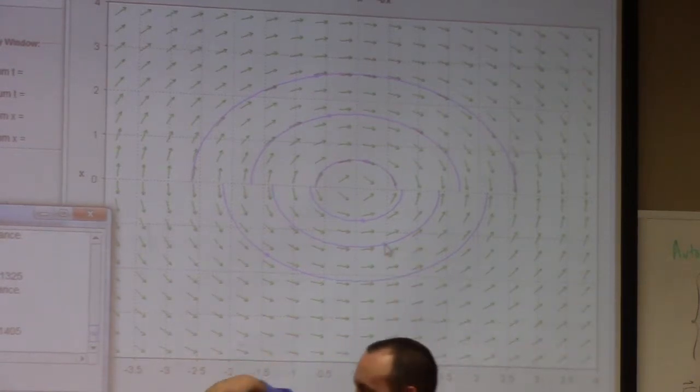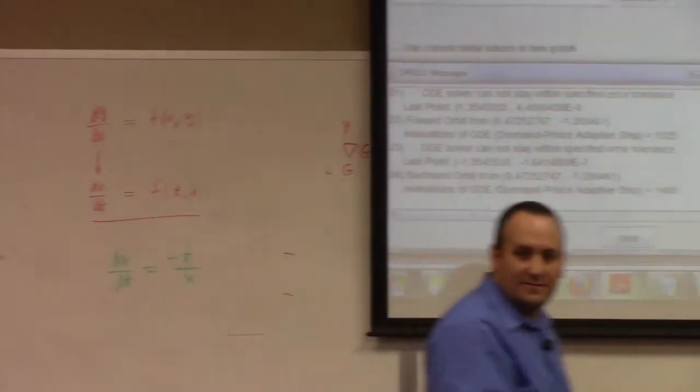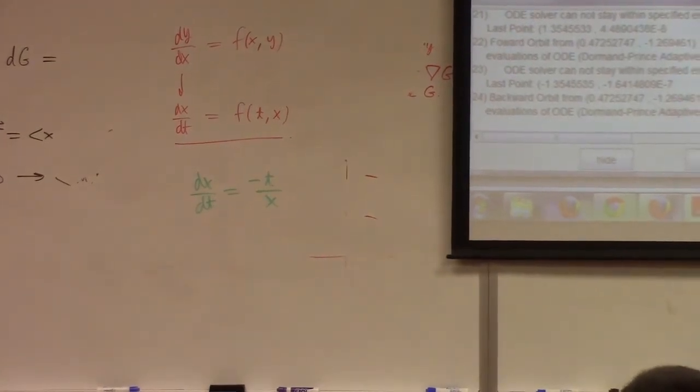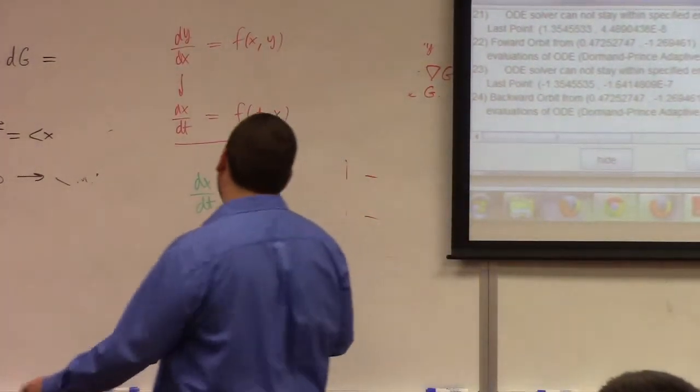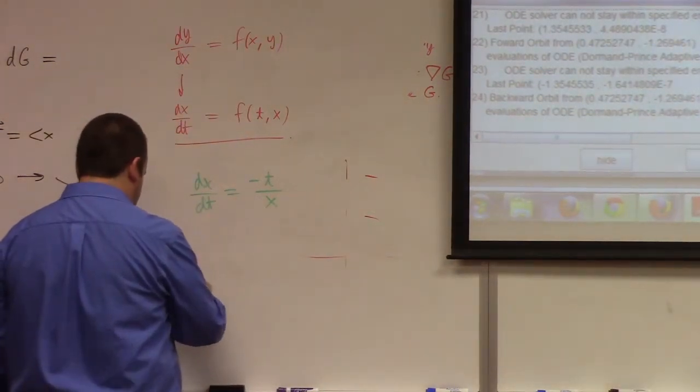Where's it choking? It's choking because we're looking essentially at dx/dt equals minus, what is it, t over x, right? And so when x is 0, it's like, I don't know what to do. It's just sad. So sad. How do you convert? Oh man, that stupid t. Fine. Let me, if you don't mind, dy/dx.